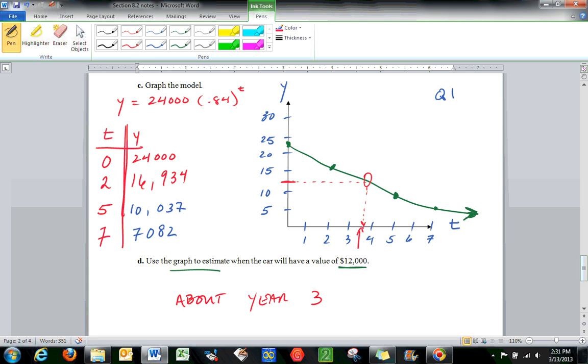So this is just one small example of depreciation or a decay model. Please be familiar with this type of model and how to do all of these various parts.